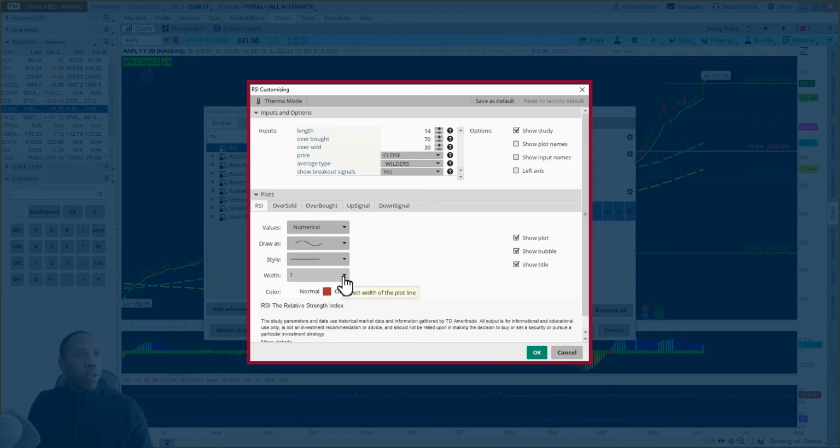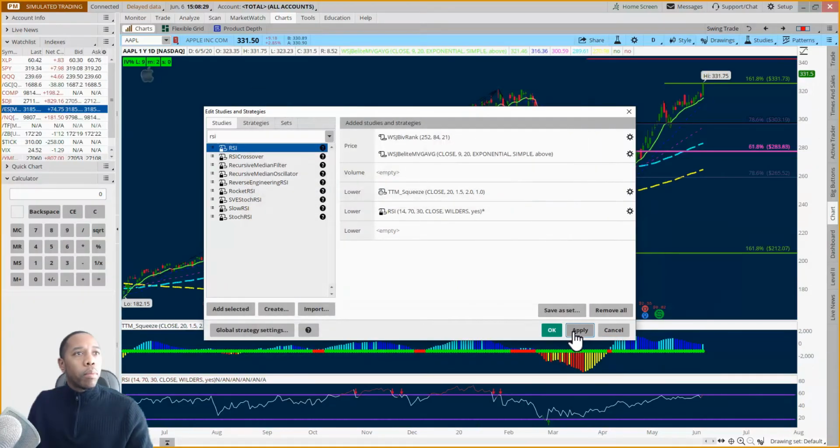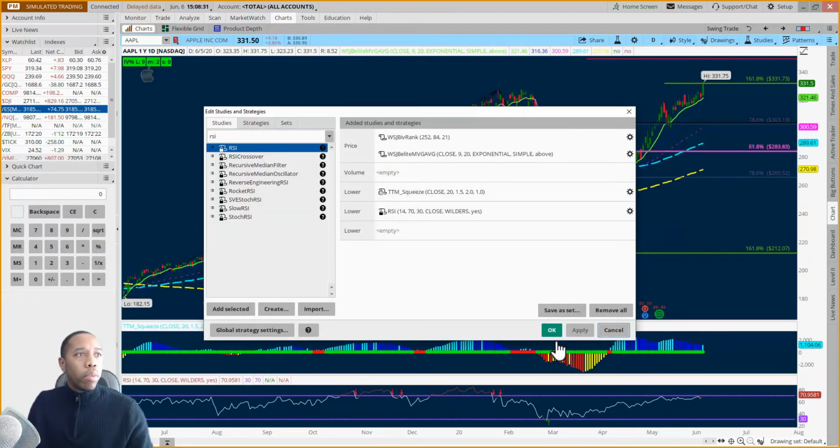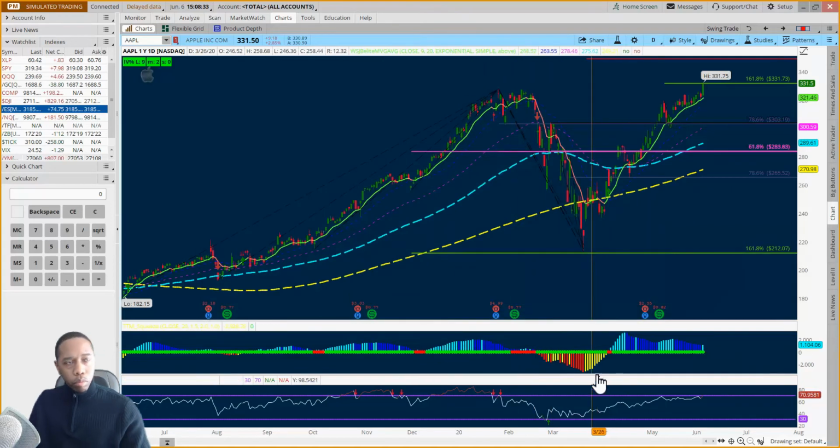And then I also want to make our oversold and overbought territories thicker. So I'm going to change that to the number 2. Then we're going to hit OK, then we're going to hit apply. All right, bingo. There we go. Hit OK. All right, cool.